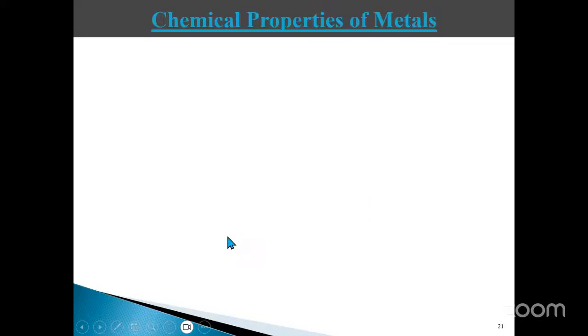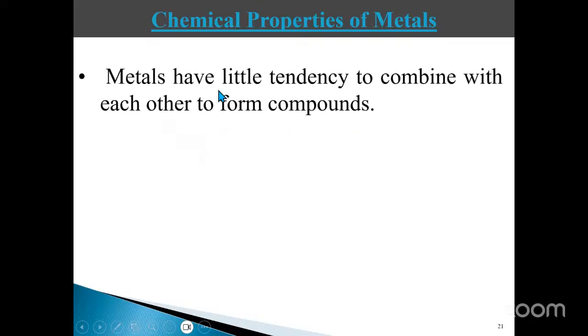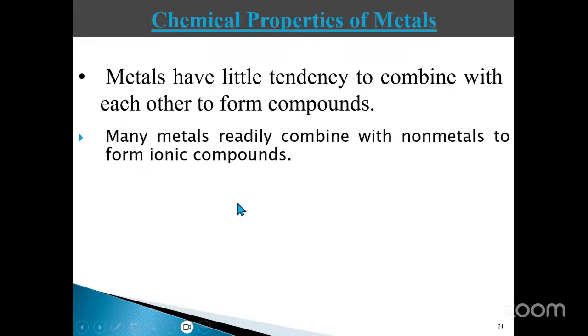As far as chemical properties of metals are concerned, metals have very little tendency to combine with each other to form compounds. So it's highly unlikely, and I really can't think of any examples of two or more metals reacting to form different products. Basically, if you had two metals under pretty much all conditions, they'll simply mix. What else? Oh, metals readily combine with non-metals to form ionic compounds. And later on, we're going to talk about the difference of ionic compounds versus molecular compounds.